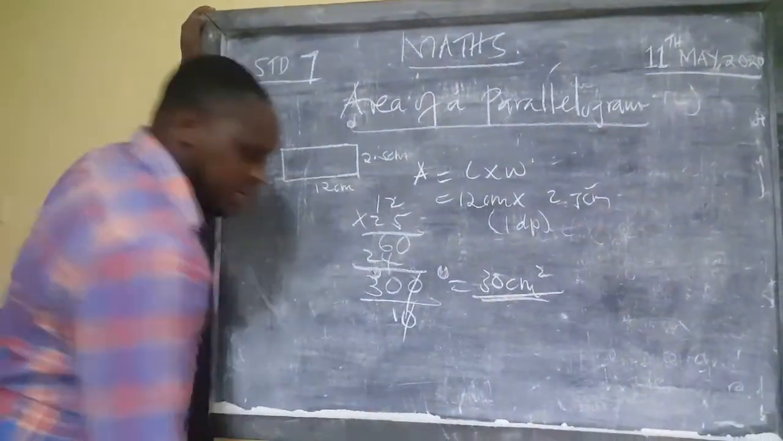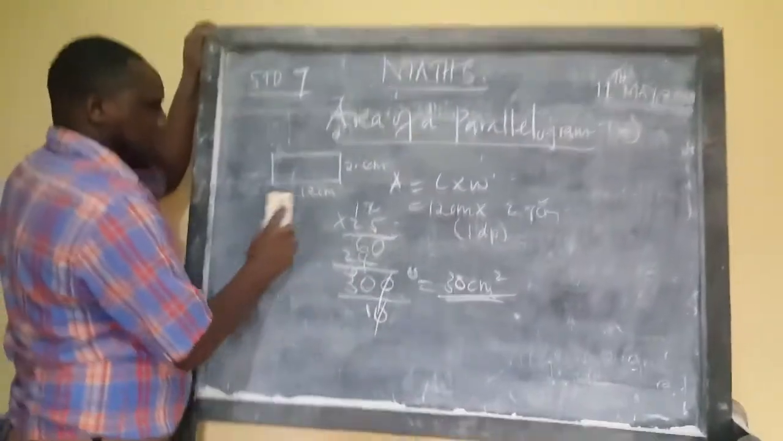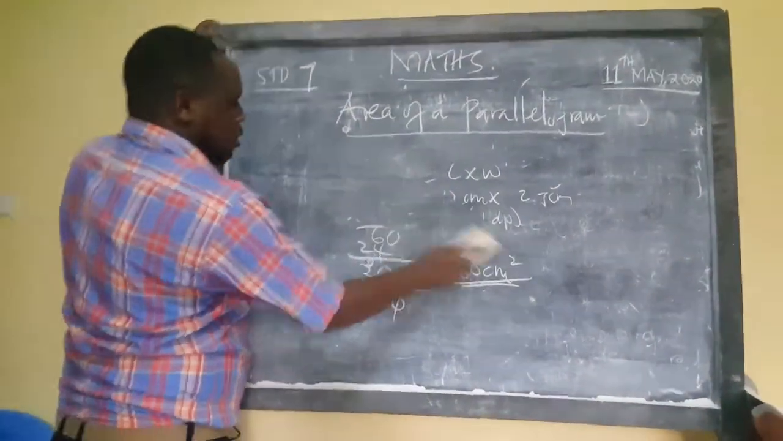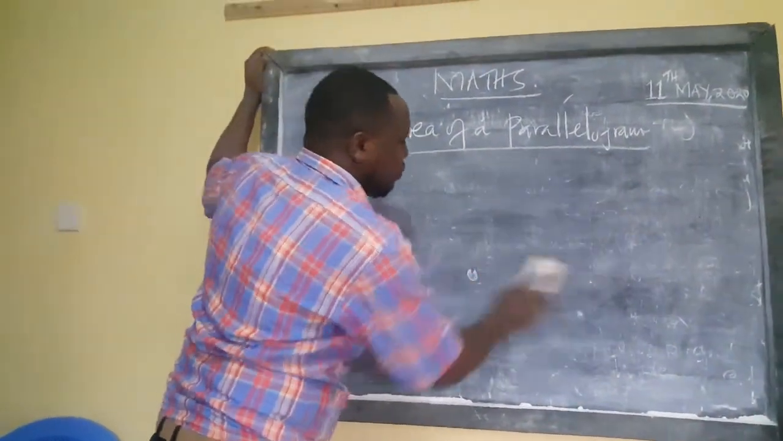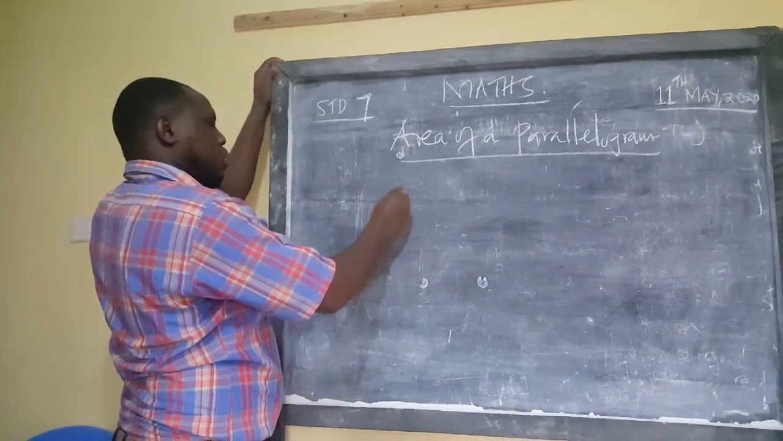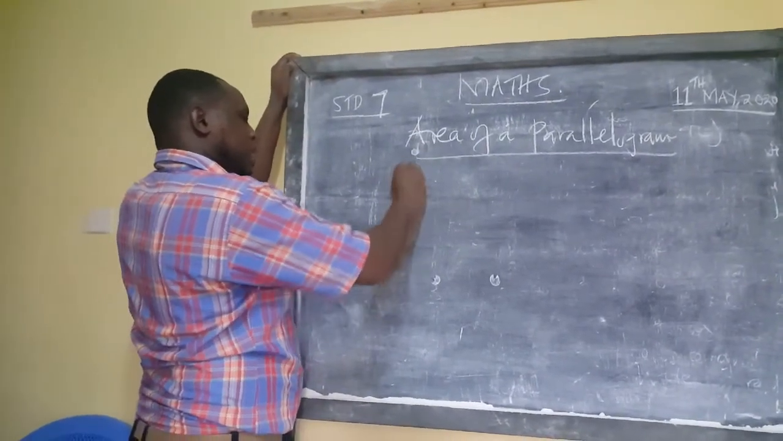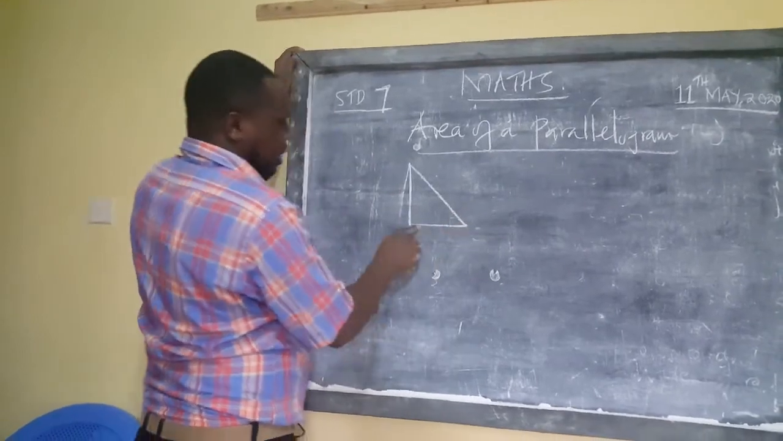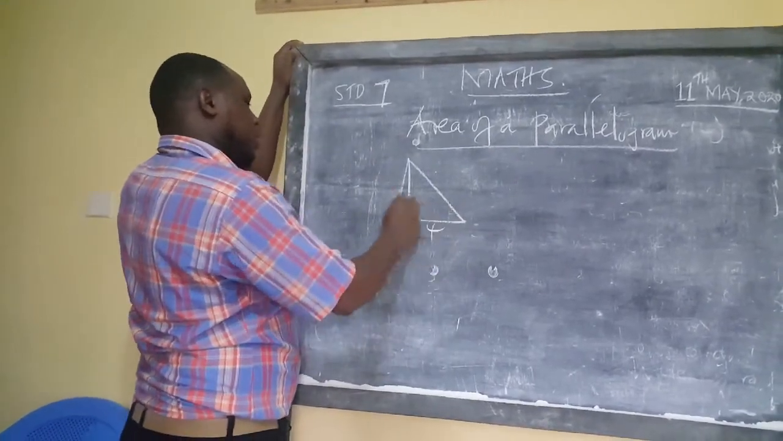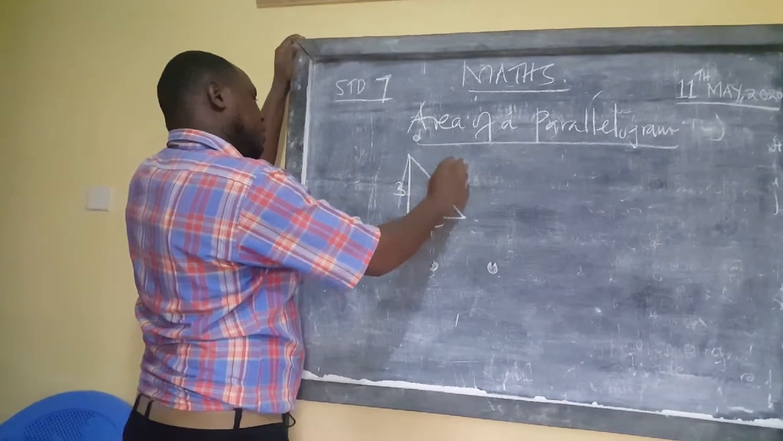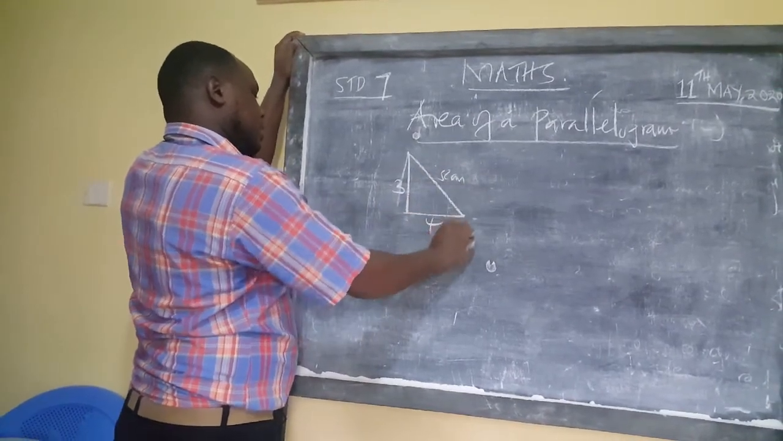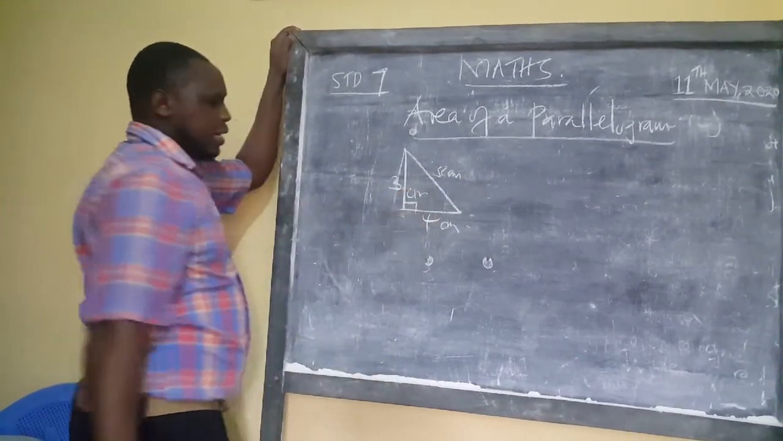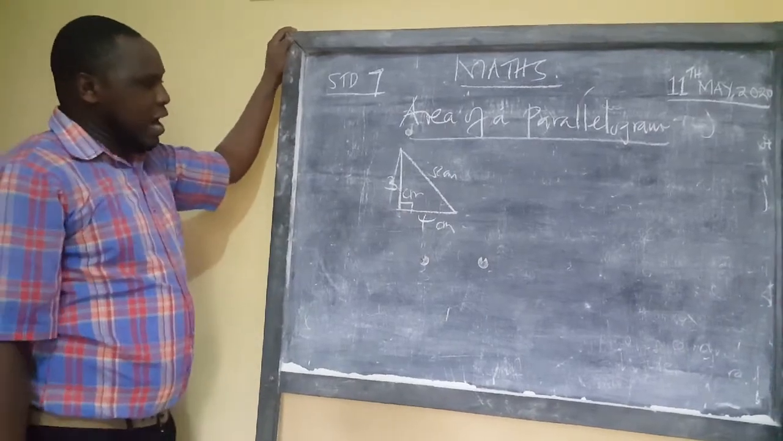What if you are given a triangle? You can have a triangle of this nature. There are many forms of triangle, but you can have a right angle triangle, which is 4, 3, and then 5 centimeters. This is a right angle. You're told, find the area.